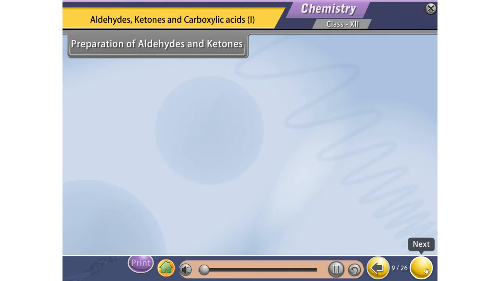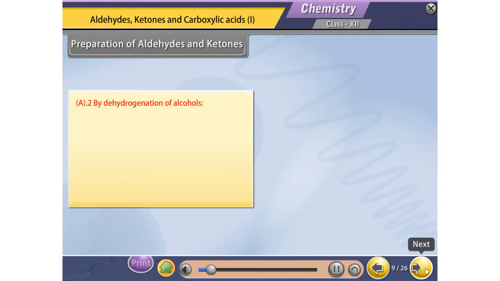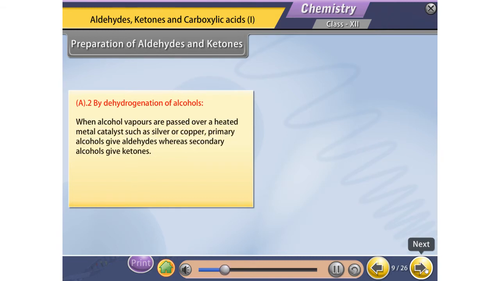Preparation of aldehydes and ketones. By dehydrogenation of alcohols. When alcohol vapors are passed over a heated metal catalyst, such as silver or copper, primary alcohols give aldehydes, whereas secondary alcohols give ketones.